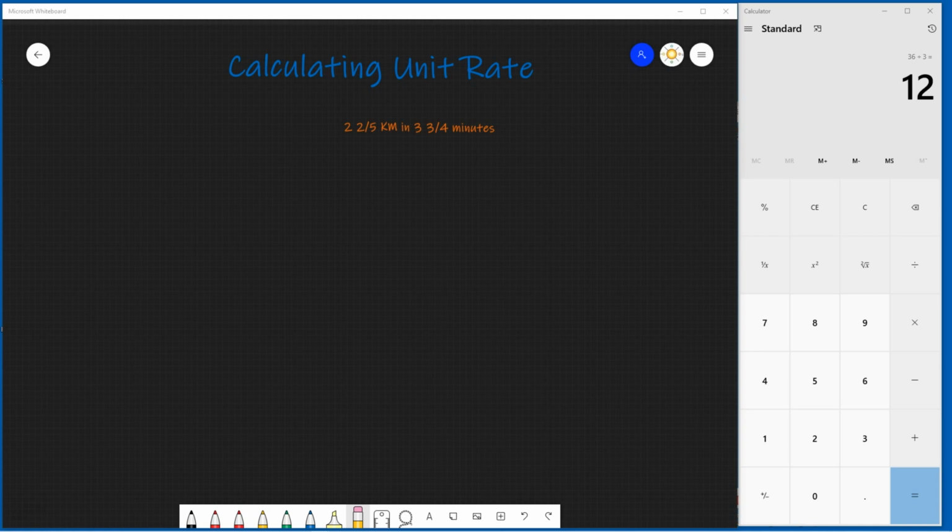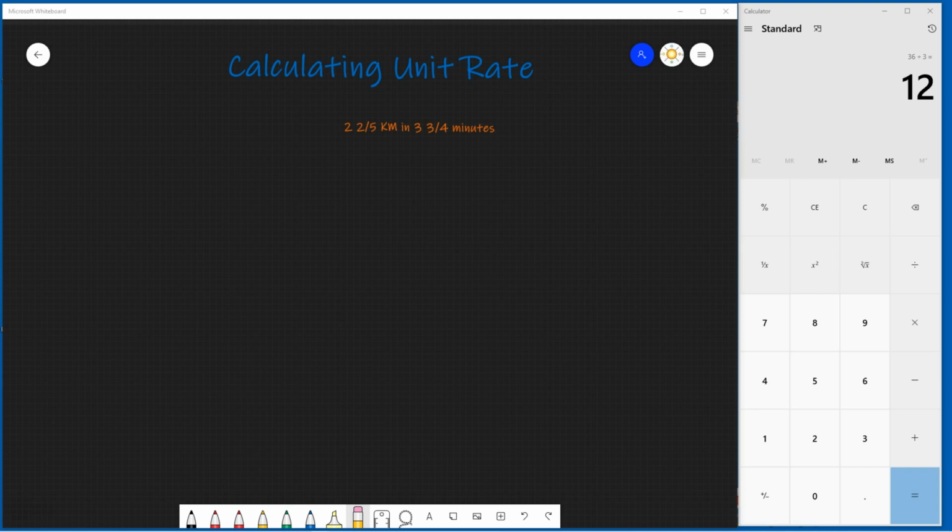All right, guys, given this information, and this is a 7th grade math problem I'm working on with my son, we have to determine the unit rate. So let's just assume that this is a train that travels 2 2/5 kilometers in 3 3/4 of a minute. And when they ask us to discover the unit rate, first we want to identify the components we're working with.